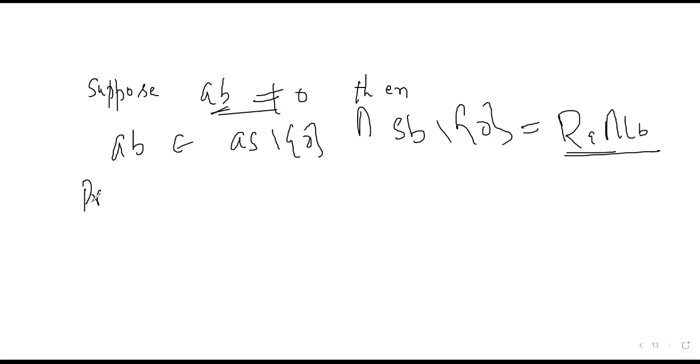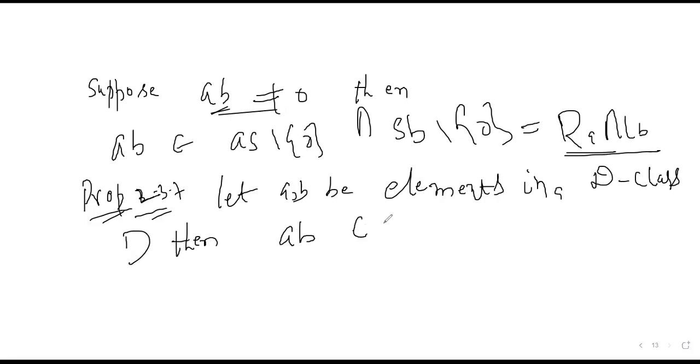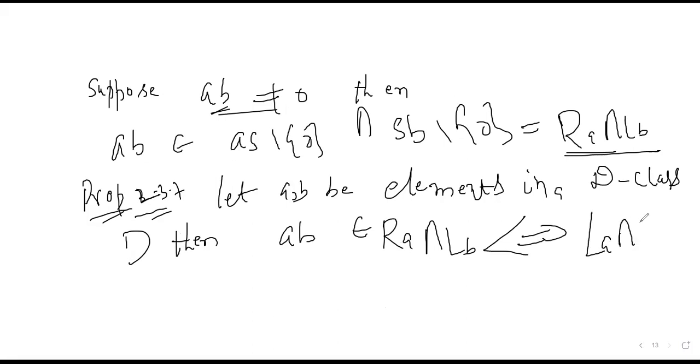this is a proposition 2.3.7. आपने पढ़ा होगा ये। Let A, B be elements in a D class D, then this product AB belongs to RA intersection LB if and only if LA intersection RB contains an idempotent.